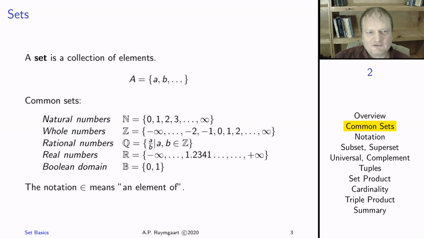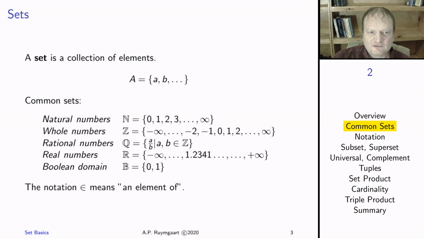Now, some common sets that we have most likely seen and worked with before include the natural numbers, whole numbers, rational numbers, real numbers, and possibly the Boolean domain. The natural numbers are the positive whole numbers, starting at 0, increasing by a whole number at a time to 1, 2, 3, etc. to positive infinity. The whole numbers include the negatives of the natural numbers as well, so we start at minus infinity, increase a whole number at a time to positive infinity.